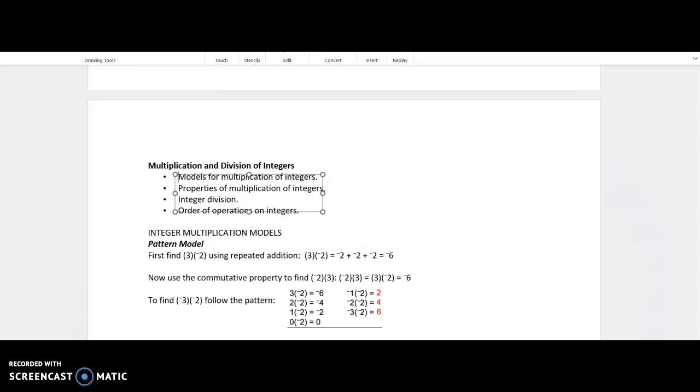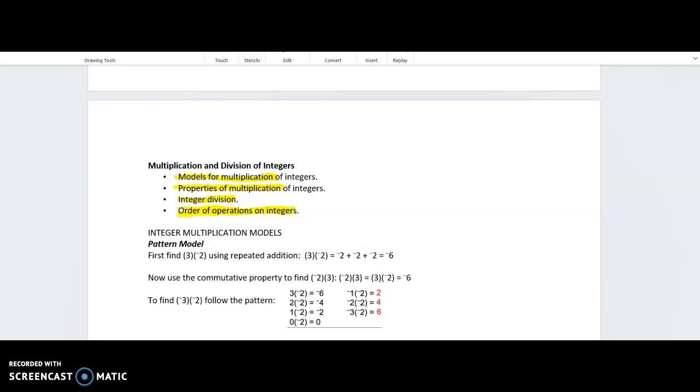Hi, in this video, we are going to look at multiplication and division of integers, and we're also going to start looking at the order of operations. Specifically, we're going to start off this section by looking at multiplication and division. First, we'll start with models for multiplication of integers. Then we'll discuss the properties of multiplication with integers. We'll divide integers, and we'll look at the order of operations on those integers.